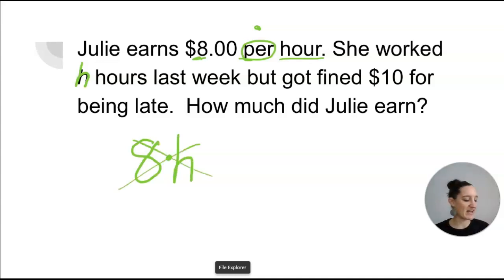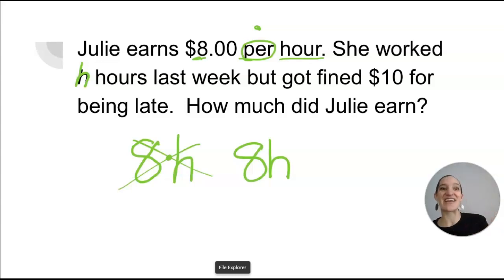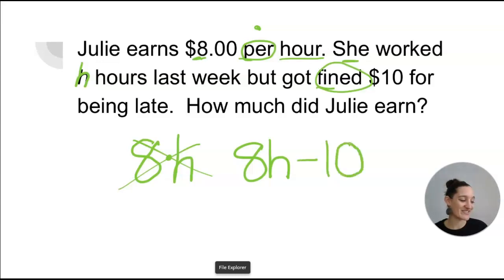We could also just write that 8H, right? And that's the same as times. So $8 per hour, but then she got fined $10 for being late. Do you think she got an extra $10 or do you think she had to take $10 out of her money? Yeah, this is a takeaway, isn't it? If you get fined, then you have to subtract that money. It is taken away from you. So we're going to subtract the $10 then, and that will give us how much Julie earned.